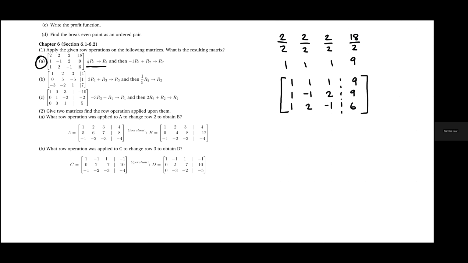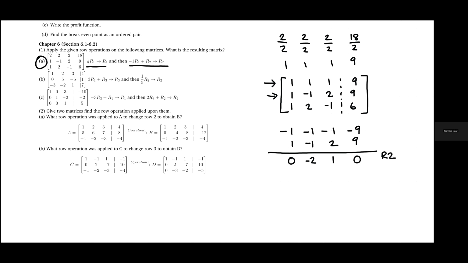The next row operation says multiply the first row by -1 and then add it to row 2 and replace row 2. Okay, so the first row, we multiply everything by -1. I'll get -1, -1, -1, -9. Then I'm going to add it to row 2. Well, row 2 is 1, -1, 2, 9. So we're going to end up with our new row 2 here. It's going to be 0, -2, 1, 0.